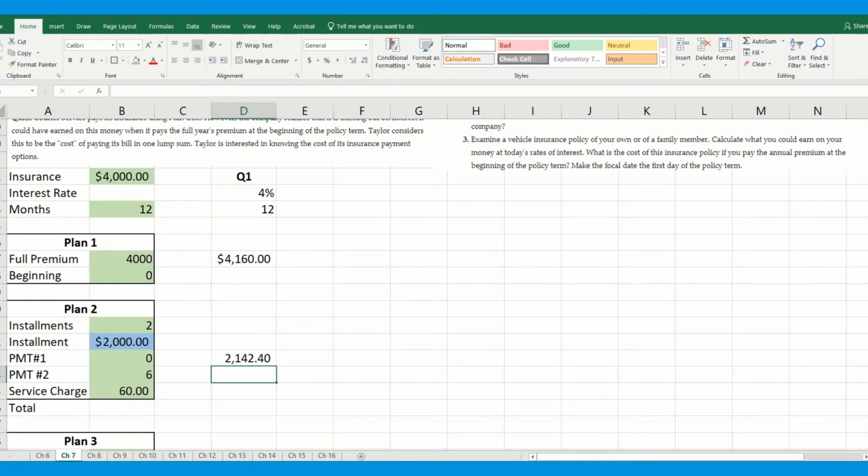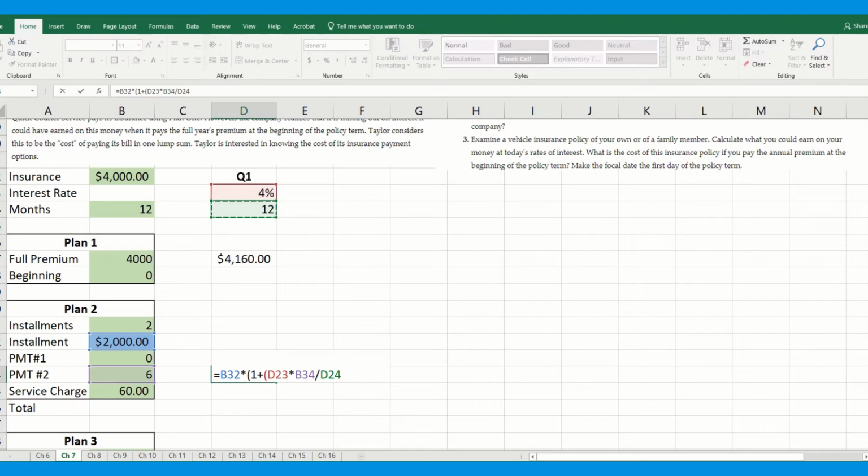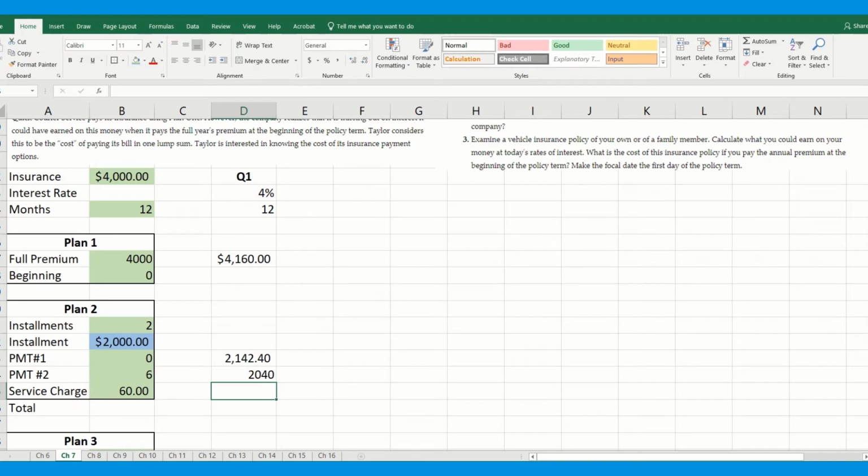And this next payment is still going to be $2,000. I don't have the service charge for that one, but it's going to be $2,000 because it's a second installment. And it's only going to be at 6 months, so it's going to go forward 6 months of the year. So that equals the installment times bracket 1 plus bracket our 4% times our 6 months, and we'll divide that by the number of months total. Okay, so let's close that twice, and we end up with 2040.